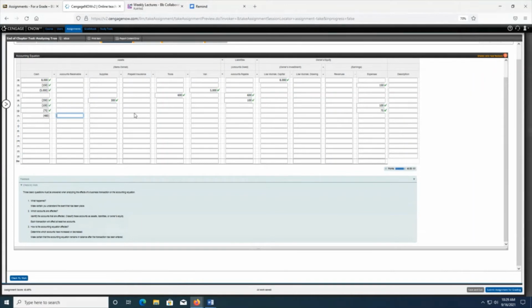And prepaid insurance is actually an asset because we own 2 years worth of prepaid insurance. And we're only going to expense it out as we use it. So we expense out 480 divided by 24 each month. So that's a small amount of that each month. But it's an asset because we've already paid it. We don't have to worry about paying it. So it's going to be 480.